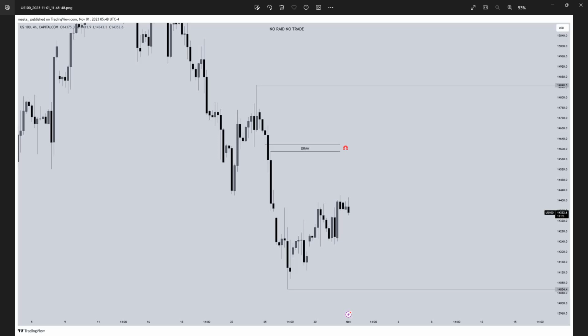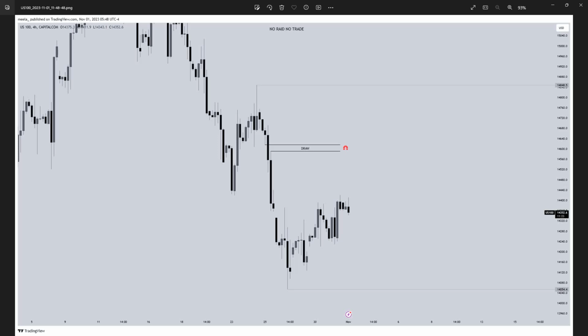So we might be heading towards the draw, or even further beyond that. At that point in time, I did not know if we would go through that or use the draw on liquidity as a resistance level. I just kept in mind that I would like to see price heading towards that fair value gap as a draw on liquidity, because identifying where price is most likely to draw towards can also help with your bias.